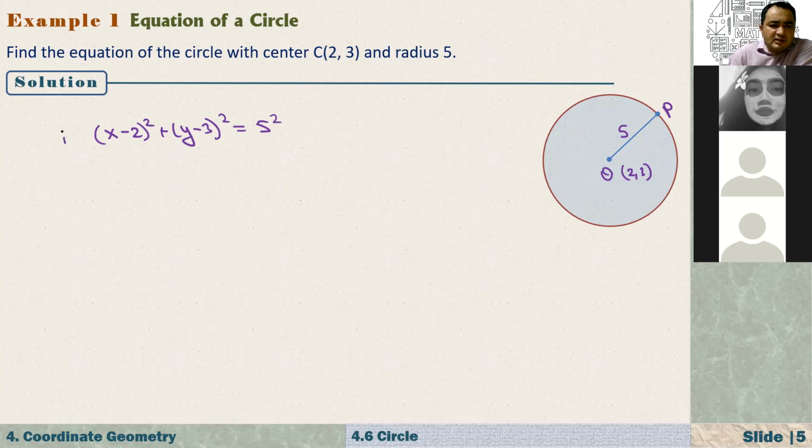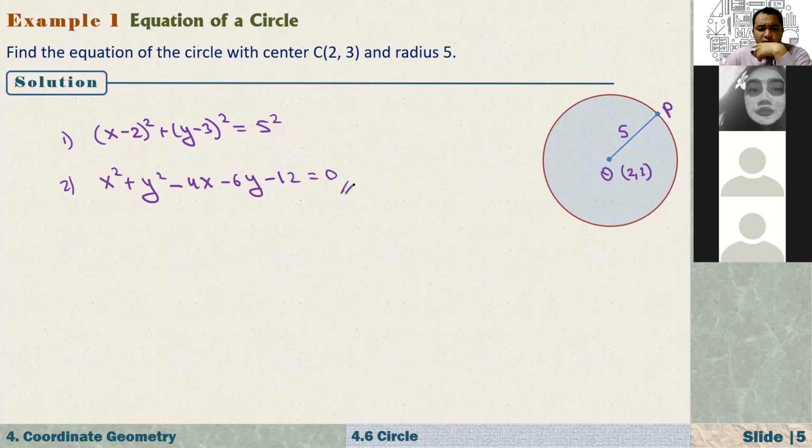I can just leave the answer like this, or sometimes in the question they may ask you to expand and simplify this. In that case, we have x squared plus y squared, minus 4x, minus 6y, plus 4 plus 9 is 13, 13 minus 25, that is equal to minus 12.